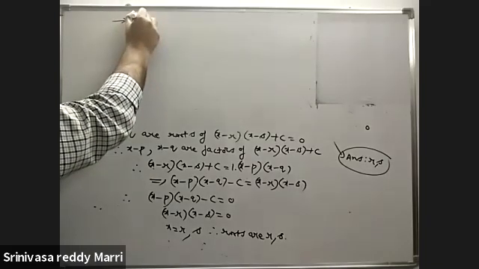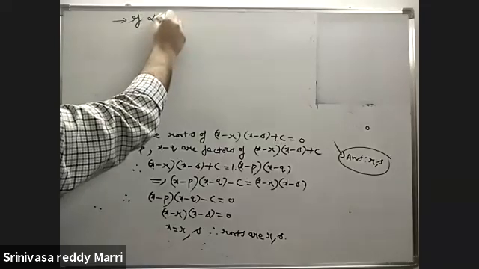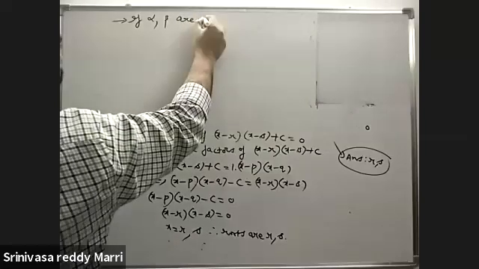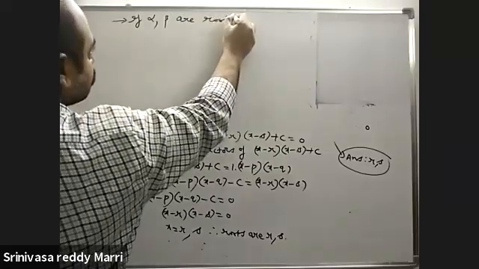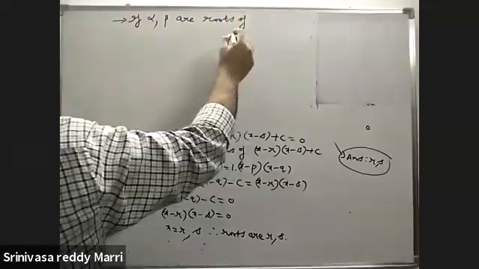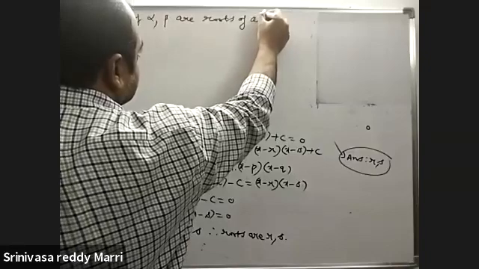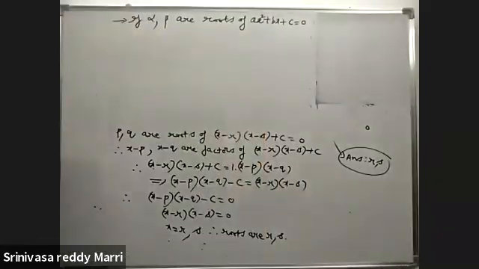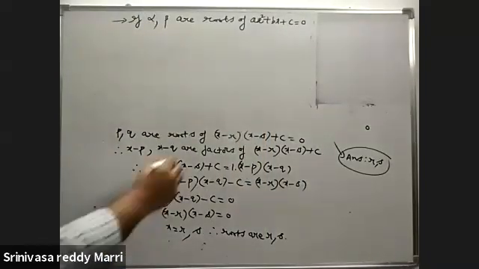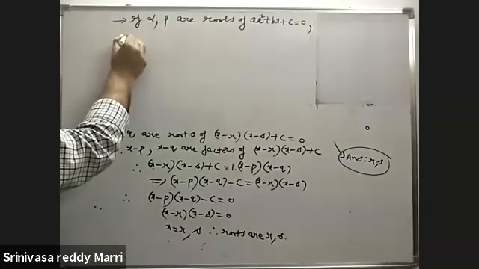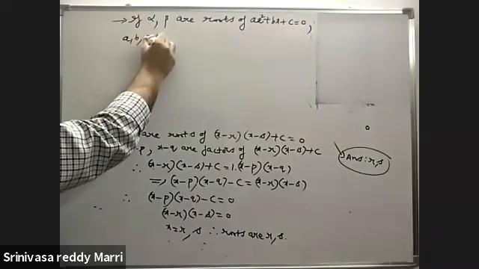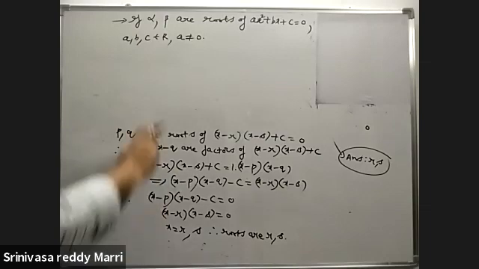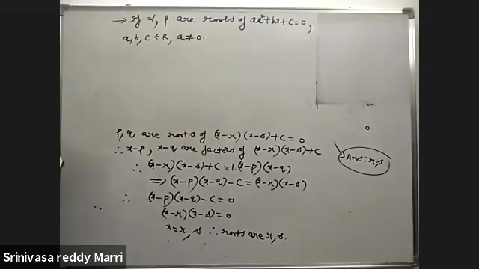If alpha, beta are roots of ax square plus bx plus c equal to 0, where c not equal to 0, a, b, c belong to R, a not equal to 0. This will always be given because a must be not equal to 0 for a quadratic expression.